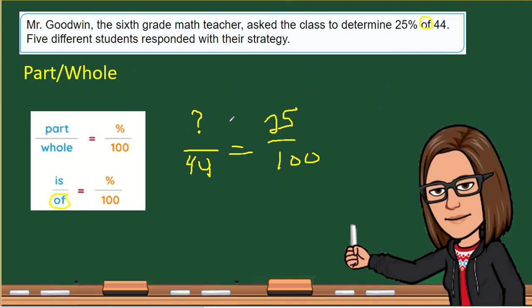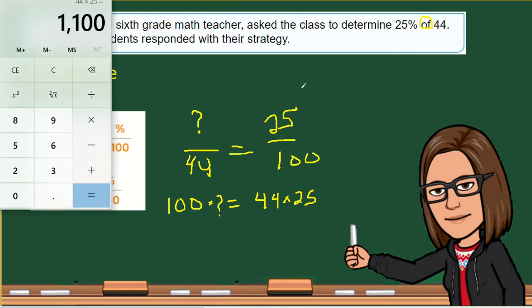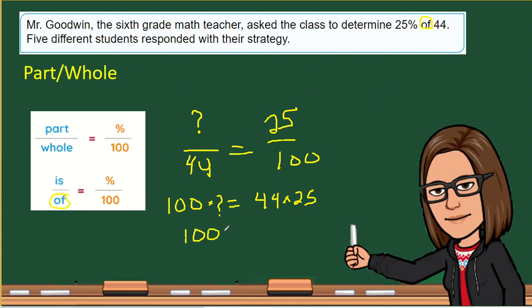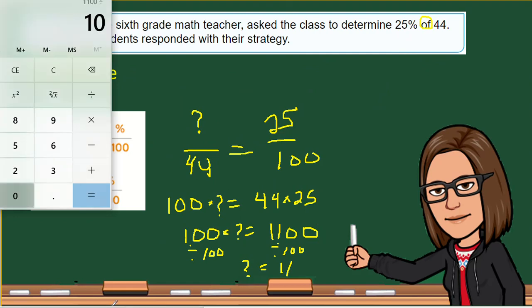So we are now going to solve it. One way we can do this is cross multiply or cross reduce. So we're going to go 100 times the question mark, because we don't know what the question mark is, equals 44 times 25. In my calculator, I go 44 times 25, and I get 1,100. So 100 times a question mark equals 1,100. Then I have to think, 100 times what is going to be 1,100? So I want to divide both sides by 100, and I will get the question mark equals 11, because when I divide 1,100 by 100, I get 11.